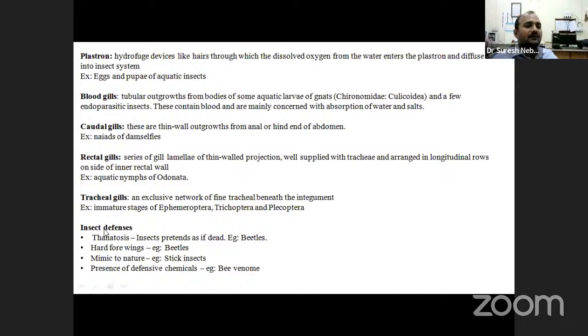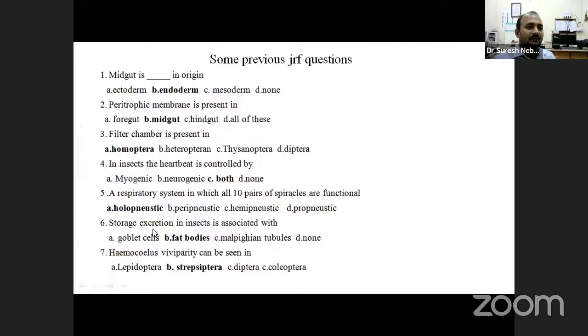Another thing I have given you is insect defense. In the case of insect defense, there are some terms that you have to understand, like thanatosis, then mimic, and mimicry. Mimicry is also one aspect that you have to cover. On this section, I have given some questions.